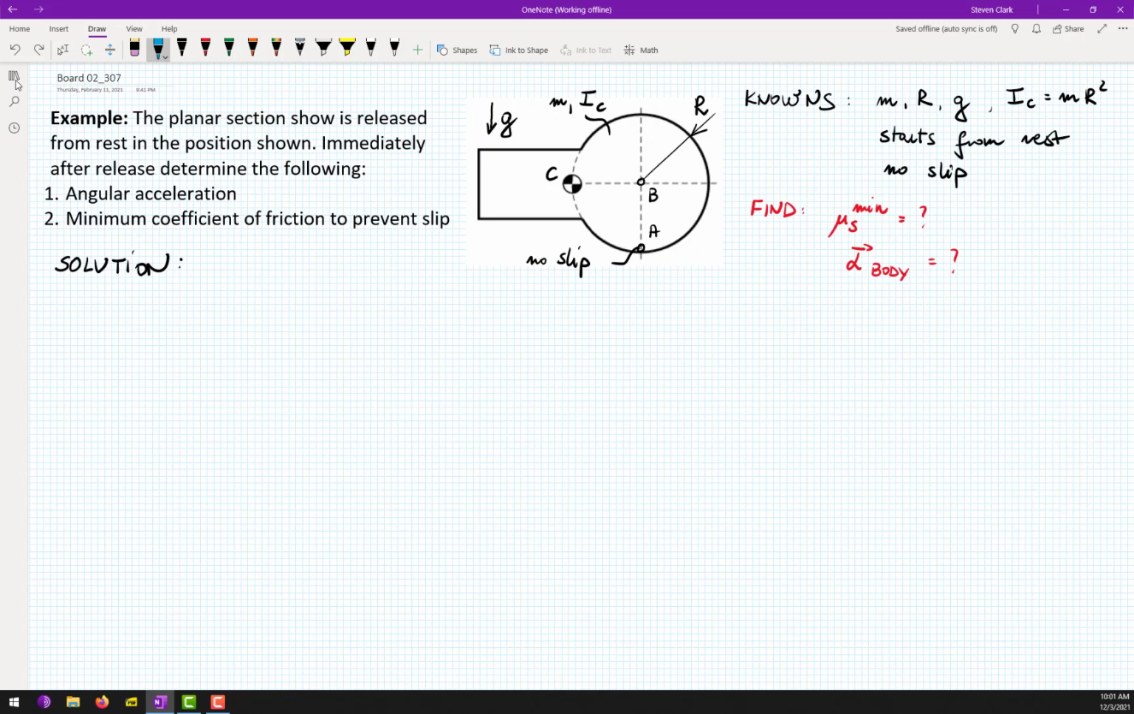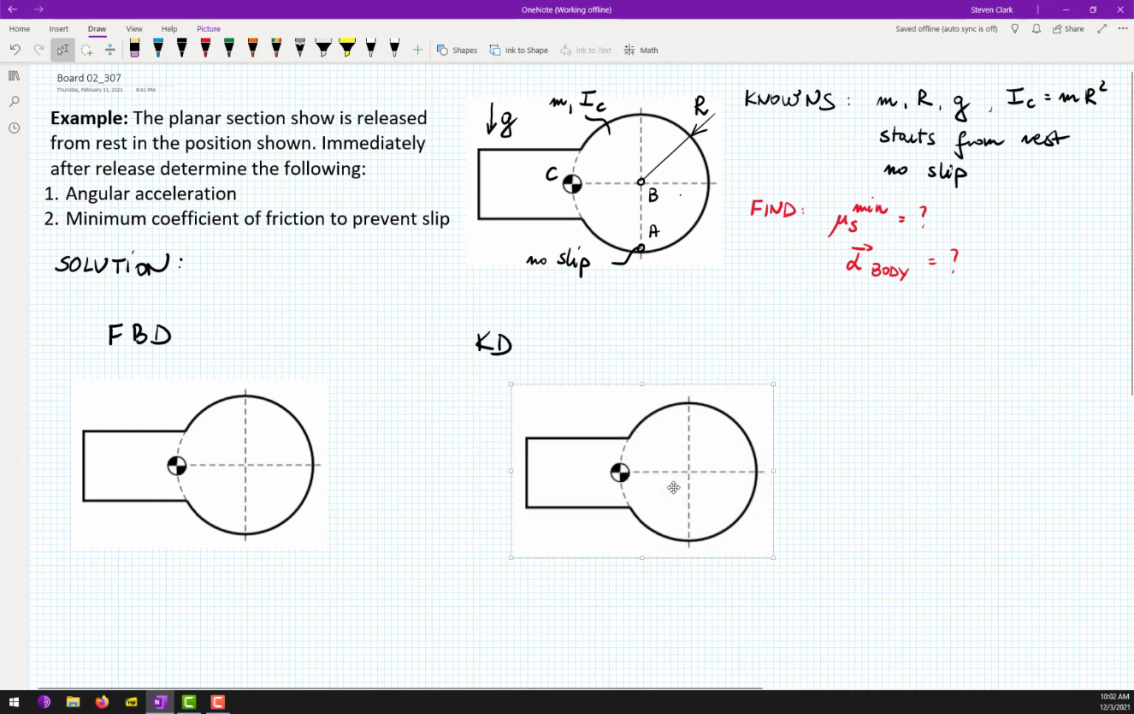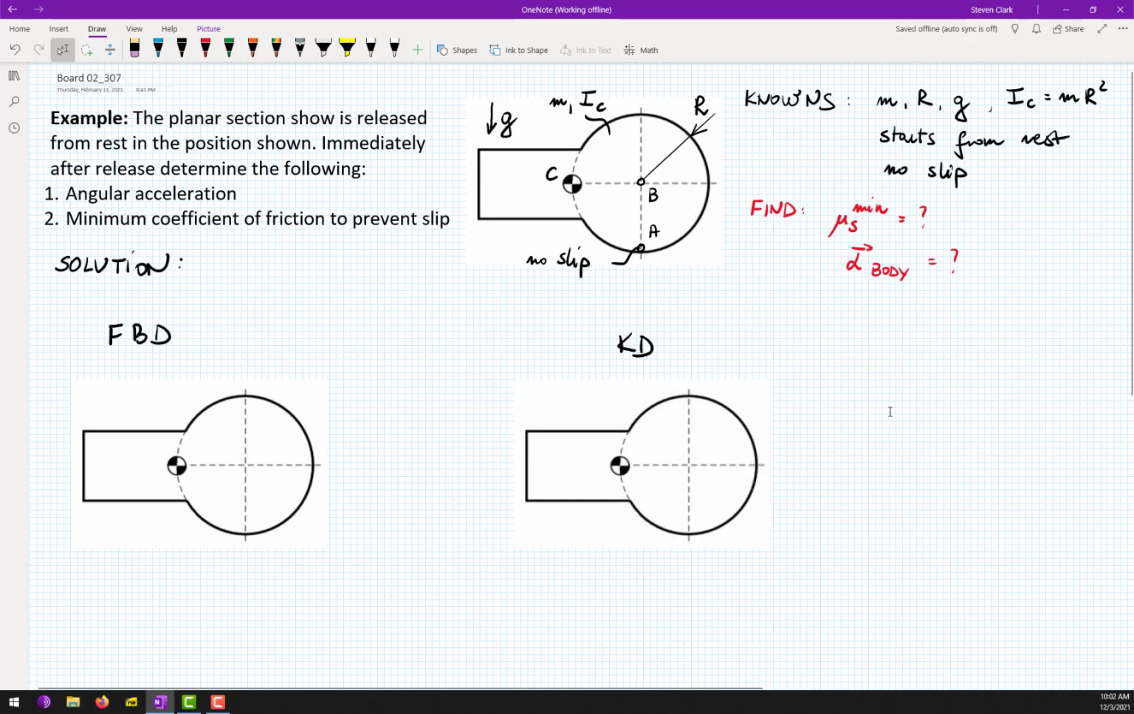Okay, let's do it. Since we are in kinetics of rigid bodies, we will just follow our recipe. We will start with the FBD and KD. And today I want to use a trick. I'm just going to copy this drawing, paste it here, and paste it here. Check this out. I like the 21st century, actually. It's saving a lot of time.